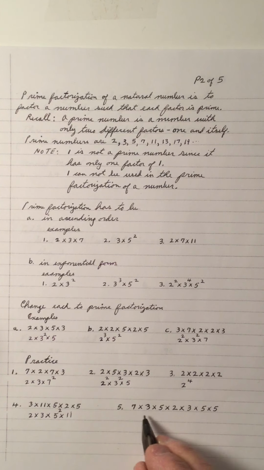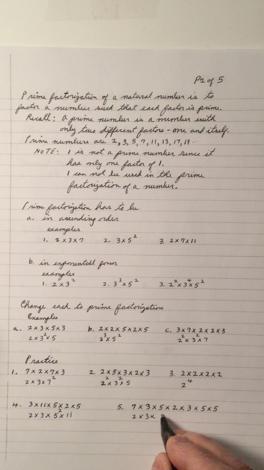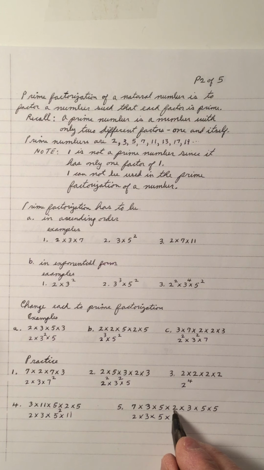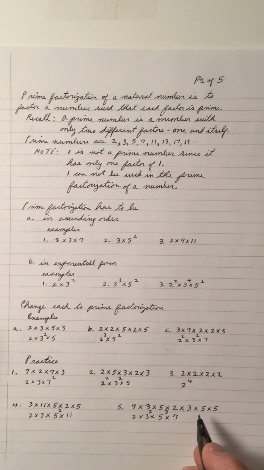Number 5, I see a 2, and a 3, and a 5, and a 7. And I see only one 2, two 3s, 3 squared. I see three 5s, so it's 5 cubed. And I see only one 7.